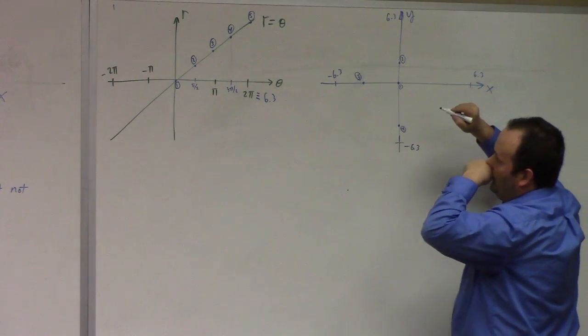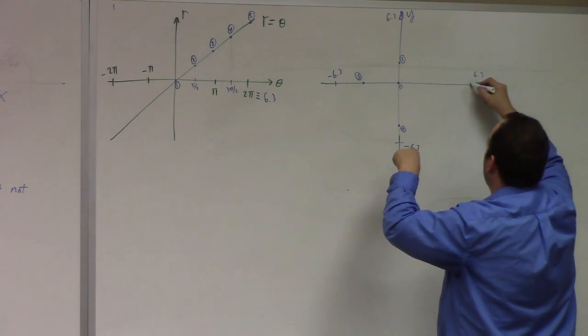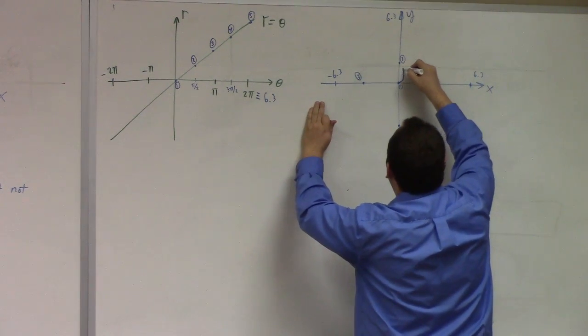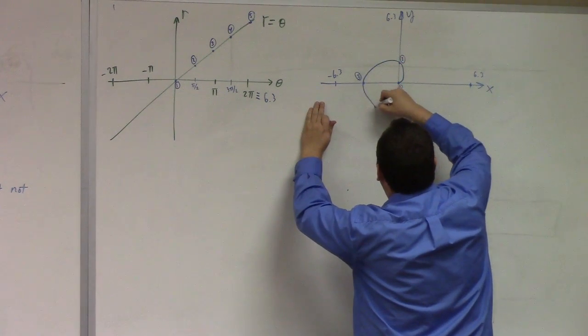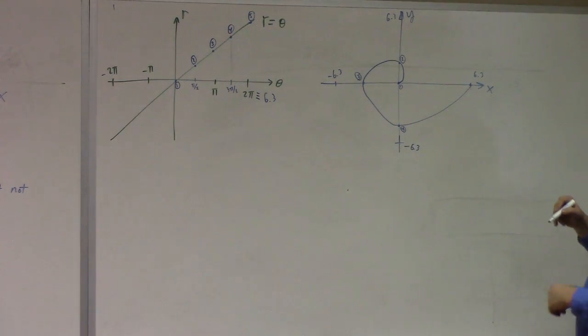And then how about 5? 5 is back here, right? So let me try to graph this, crudely speaking. That is just the part of r equals theta going from 0 to 2 pi.